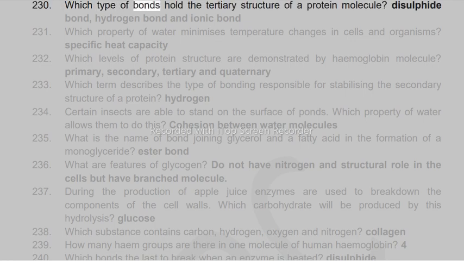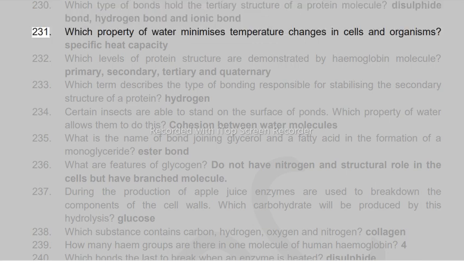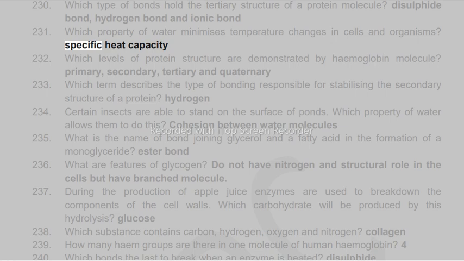230. Which type of bonds hold the tertiary structure of a protein molecule? Disulfide bond, hydrogen bond and ionic bond. 231. Which property of water minimizes temperature changes in cells and organisms? Specific heat capacity.